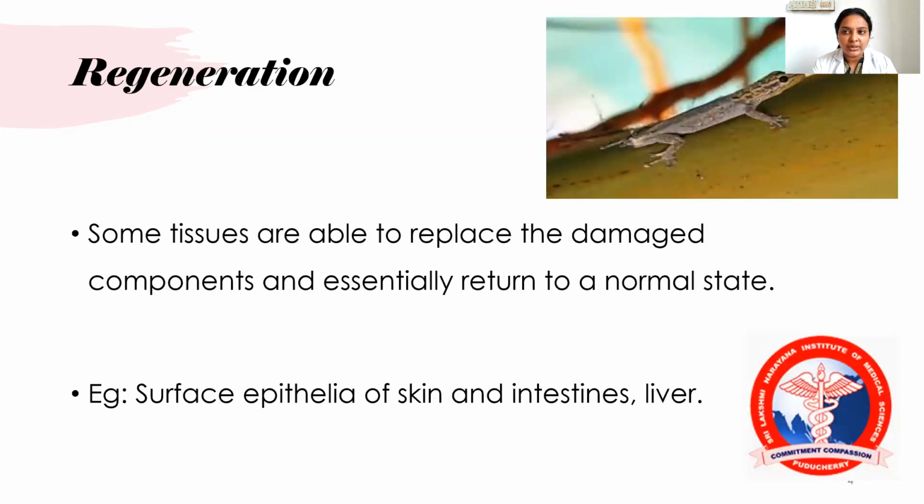So now we are going to see about regeneration. What is this picture? It is nothing but a lizard. Some species of lizard have the capacity to regenerate whatever organ is lost. For example, if they lose the tail or leg or head, they have the capacity to regenerate. So some tissues are able to replace the damaged components and essentially return to a normal state. For example, surface epithelium of skin and intestine, liver.